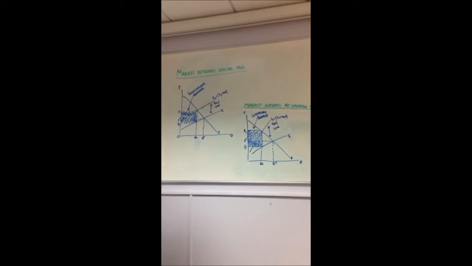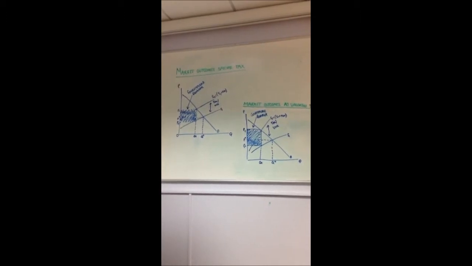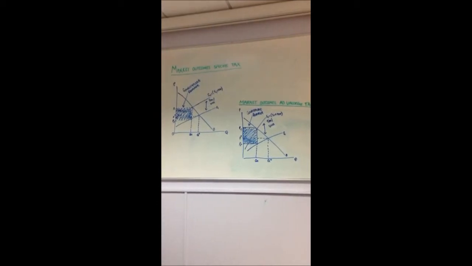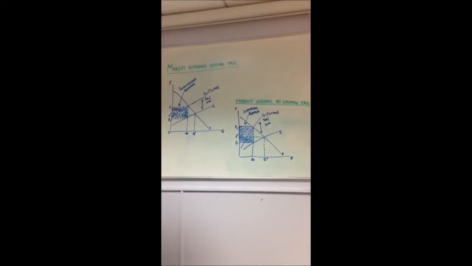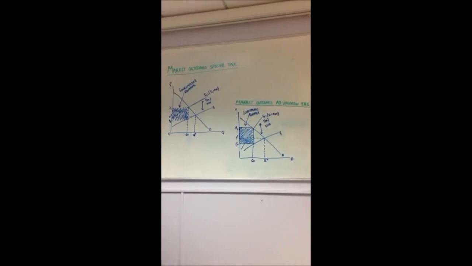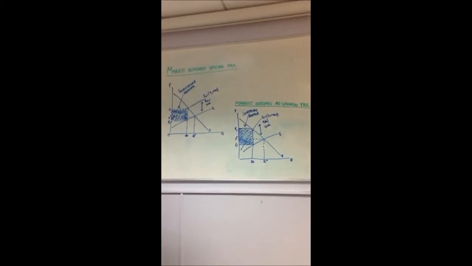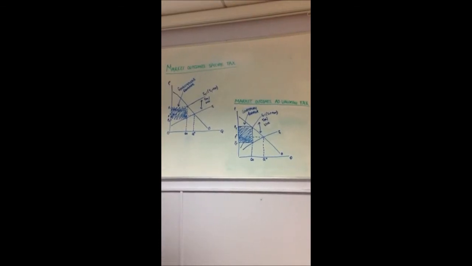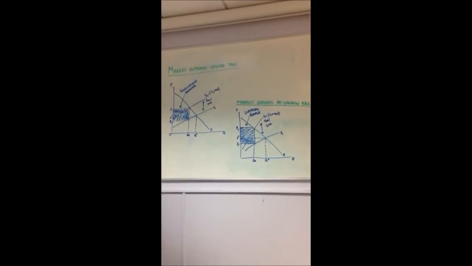If the government imposes a specific tax on the good, the supply curve shifts upwards to S2. The demand curve remains constant at D because demand is not affected. The new market equilibrium is determined by the demand curve D and the new supply curve S2. So the price paid by consumers increases to PC, and the quantity purchased falls to Q1.